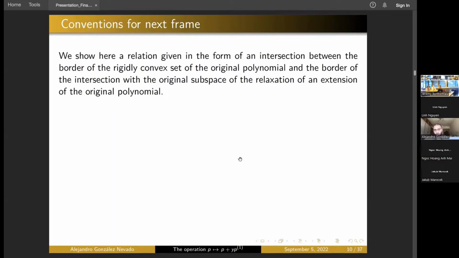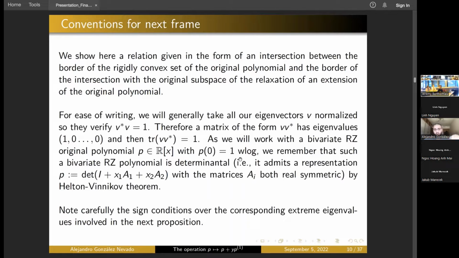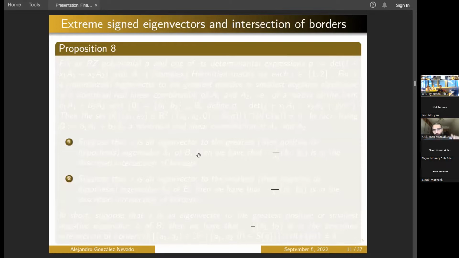So in general, there are nice results that we can get relating the rigidly convex set of the initial polynomial that we began with and the rigidly convex set defined by relaxations or transformations of the relaxation. For example, using eigenvectors of extremal eigenvalues, we can get a similar result.